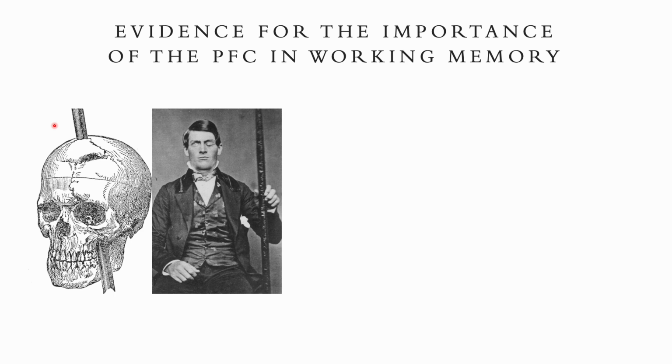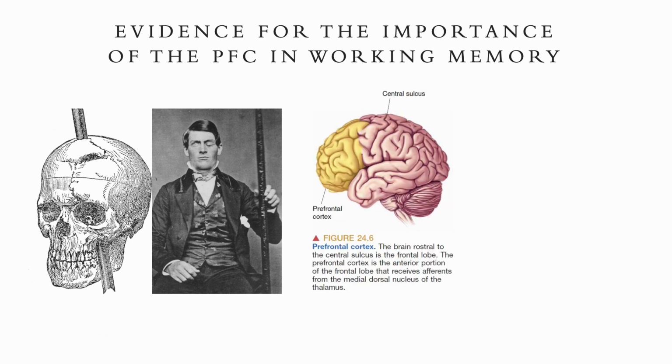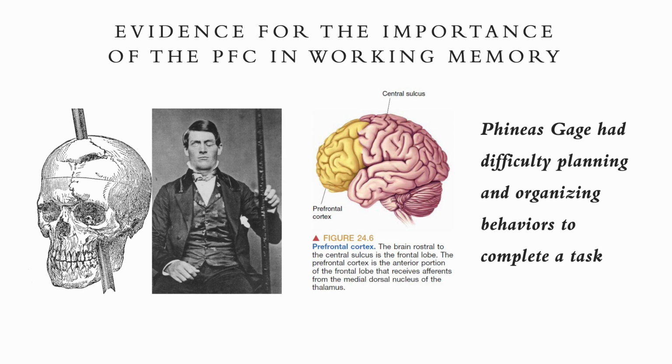For example, he had changes in personality. It was hard for him to plan and stay organized. It affected his work. Ultimately, we now know that the prefrontal cortex plays a really important role in decision-making, morality, personality, and thus Phineas Gage had difficulty planning and organizing behaviors to complete a task. Thus, we now understand that the prefrontal cortex plays an important role in our working memory. Remember, an example of working memory is memorizing and learning a phone number.